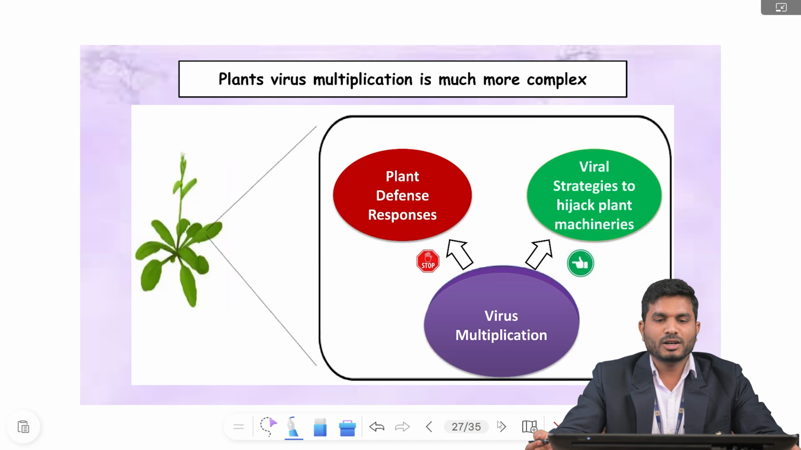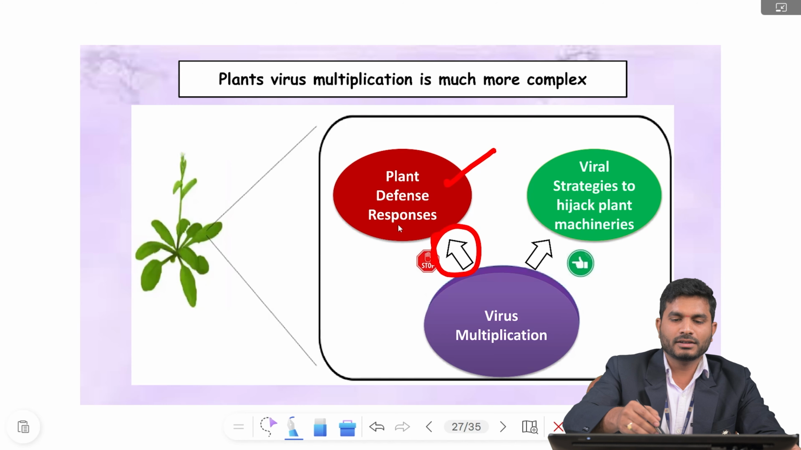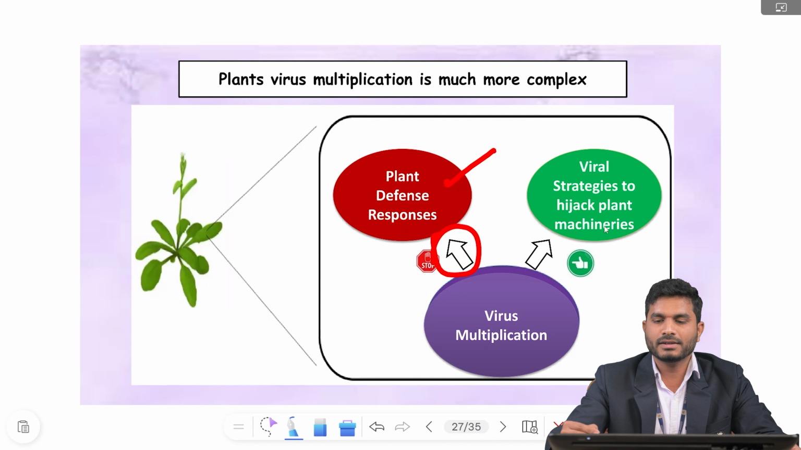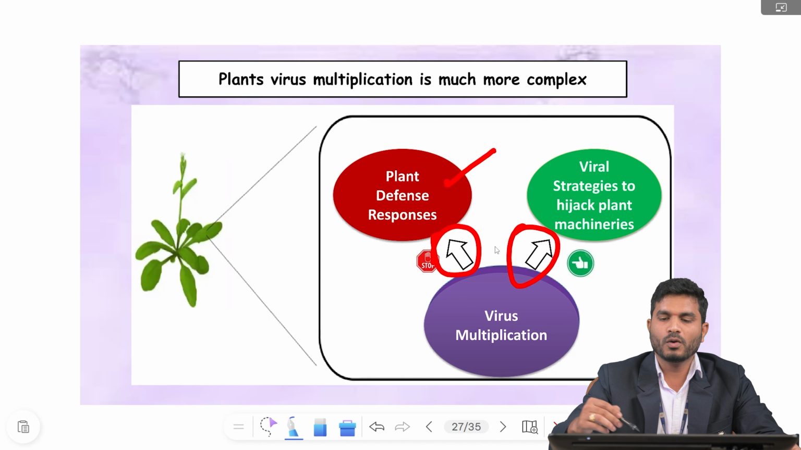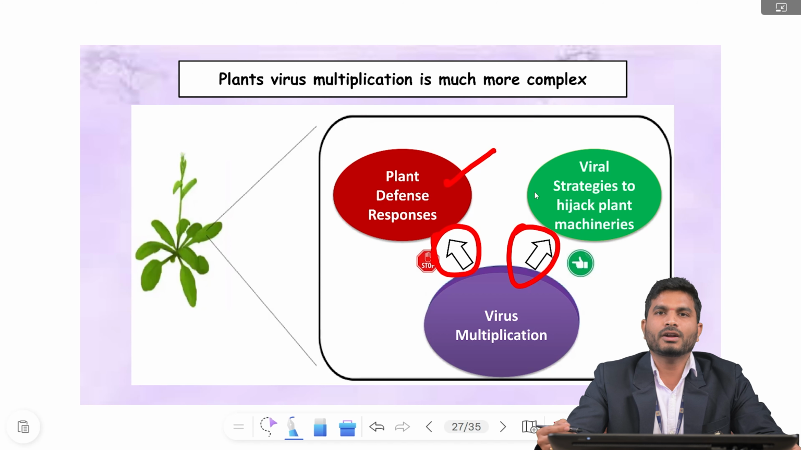So plant viral multiplication is much more complex. Whenever a virus multiplies, plant defense responses try to stop the virus replication. In order to counteract these defense mechanisms, viruses also have strategies to hijack the plant machinery. So it's a two-way process where one is trying to overcome the other, and the other is also trying to overcome the first. We can say this tug of war is running between the plant and the virus.